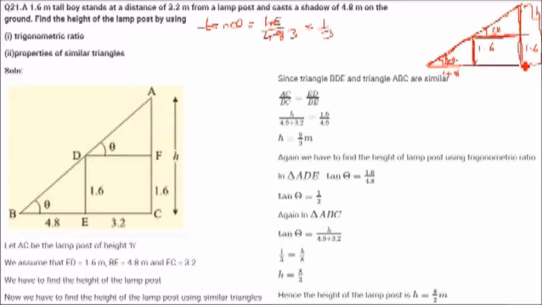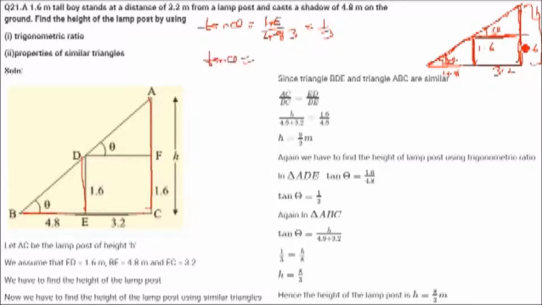So this 1.6 divided by h will be equal to what? See, in this triangle, this by this whole will be equal to this by this whole, right? And this is given as 3.2. So as I was suggesting, we can use one more trigonometric ratio to find this, because we already have tan theta.